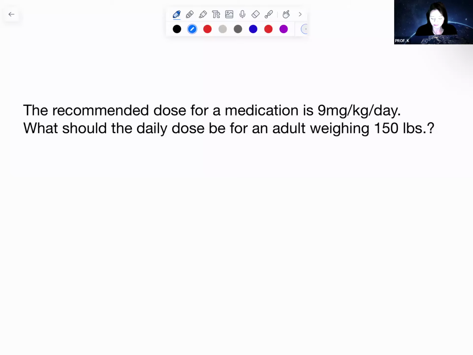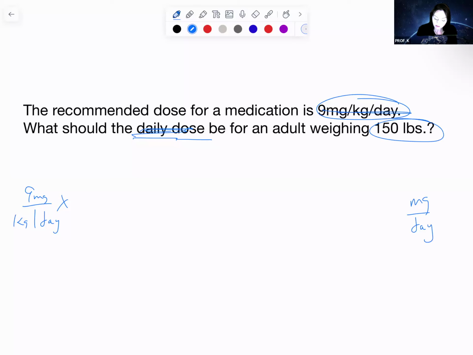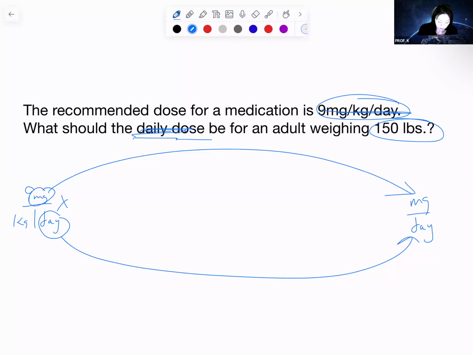So let's do it together. It's a 3-factor. The recommended dose, 9 milligrams per kilogram per day. What should the daily dose be? Well, the dose is in milligrams and every day. How many milligrams a day? No problem. So I got that. I got a patient weight and I use this. So it just matters what you want to get rid of first. I need the word day and I need the milligram. Oops. So no problem. I just got to get rid of the kilogram.